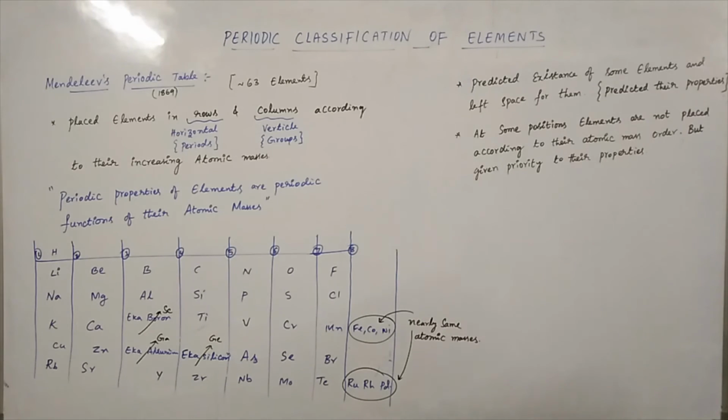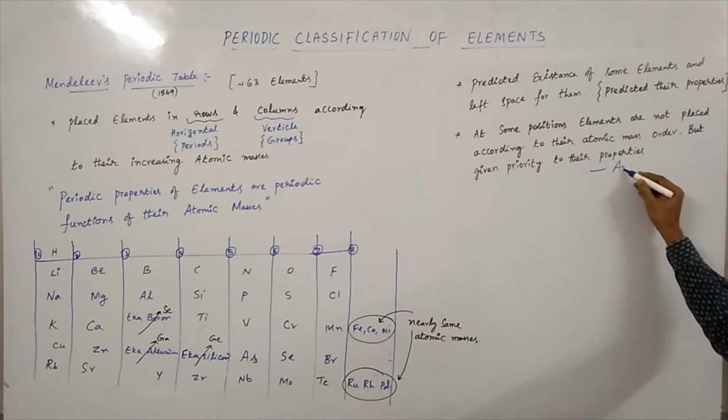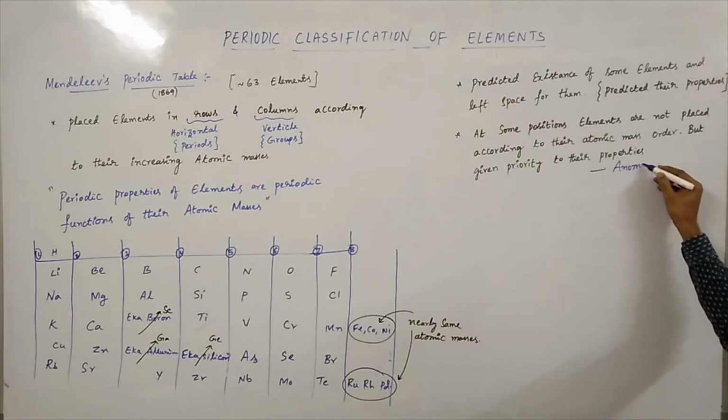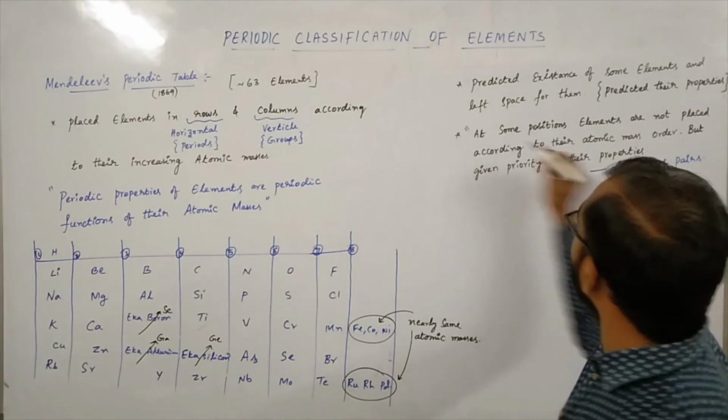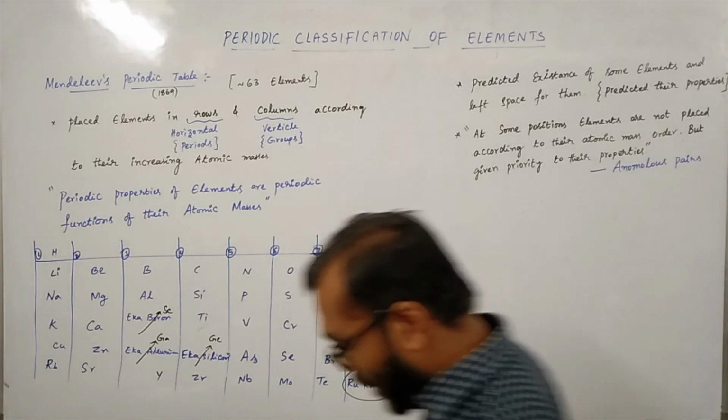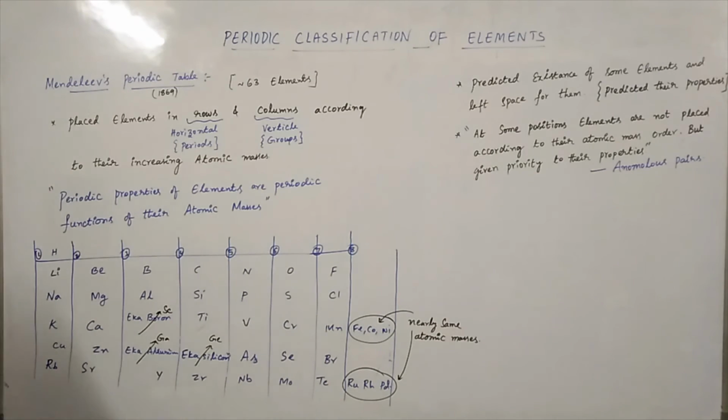We call this anomalous space. What does anomalous space mean? In Mendeleev's table, a few elements are not placed according to their atomic mass order, but he has given priority to their atomic properties. Example: iodine, tellurium.